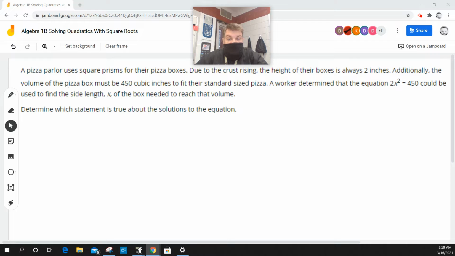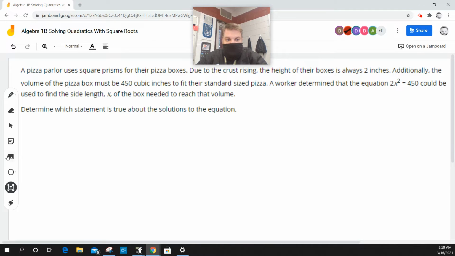A worker determined that the equation 2x squared equals 450 could be used to find the side length x of the box that's needed to equal that volume. Which statement is true about all the equations? Well, we've got to find out what the solution is. In other words, they're trying to figure out what this box looks like.